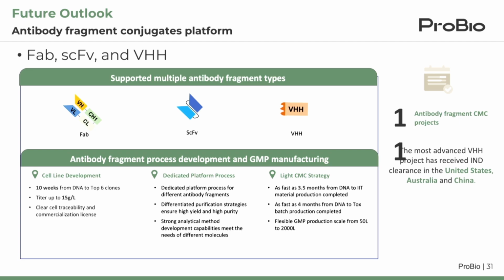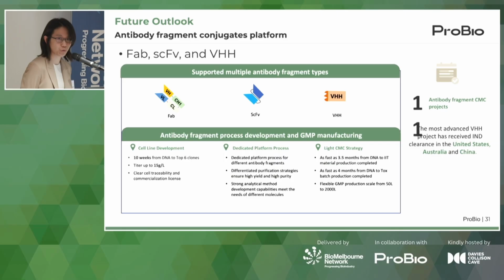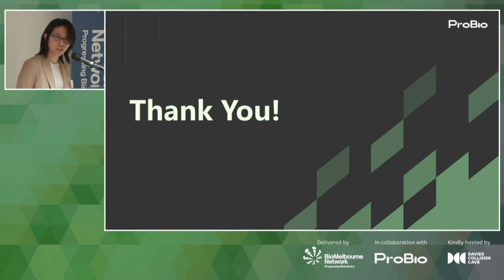I think there should be 11, but anyway, so far over the past few years, we have generated over 11 antibody fragment CMC projects, and the most advanced VHH projects have received IND applications from the US, Australia, and China. With that, I would like to thank everybody for your time, and happy to take any questions you may have. Thank you.